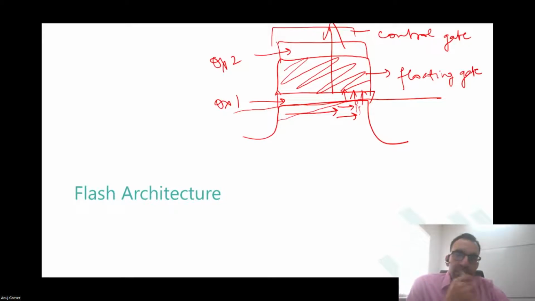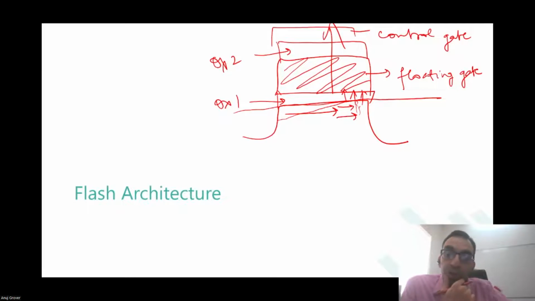See, to attract electrons to the floating gate, what did you do? You applied a very high positive voltage on the control gate. Now to repel electrons from there, or to take away electrons, you have to apply a very strong positive voltage in the source or drain region, so that electrons can go there.